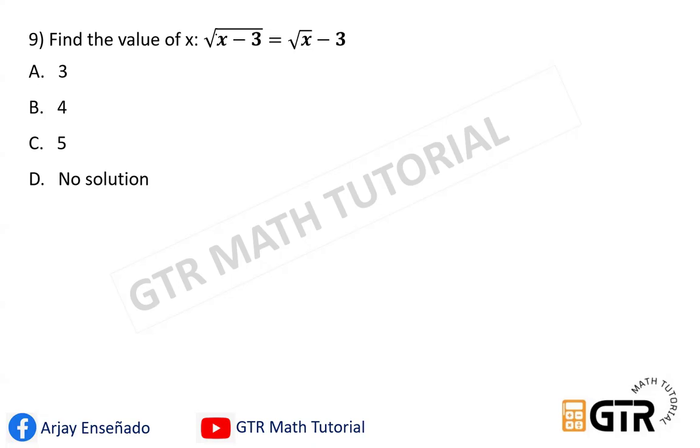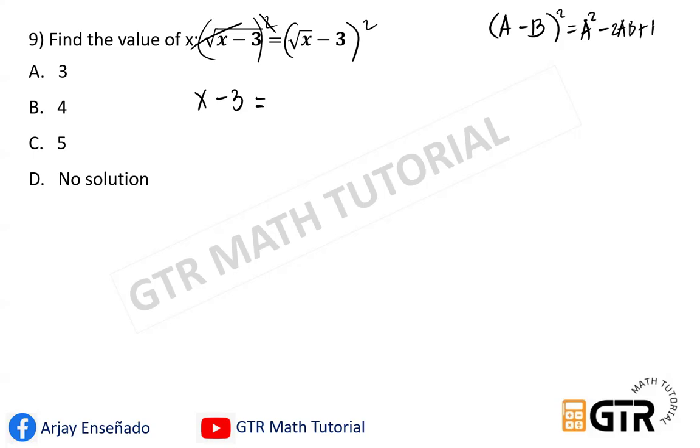So first step, to remove this radical sign, we need to square both sides. Okay? Square both sides. Square and square root can be canceled out. So we have x minus 3 equals, apply the square of binomial, a minus b squared, that is equal to a squared minus twice the product of the first and second, so minus 2ab plus square of the last term, b squared.